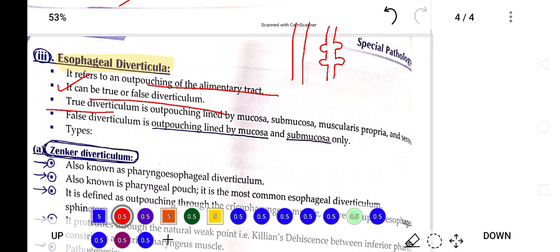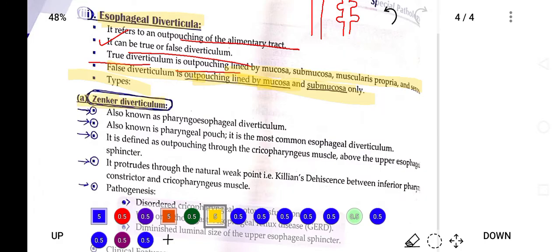A true diverticulum is an outpouching lined by mucosa, submucosa, muscularis propria, and serosa, while a false diverticulum is an outpouching lined by mucosa and submucosa only. Two types of diverticulum occur. Zenker diverticulum is also known as paraesophageal diverticulum. It occurs around the esophagus. It is known as pharyngeal pouch, the most common type of esophageal diverticulum.